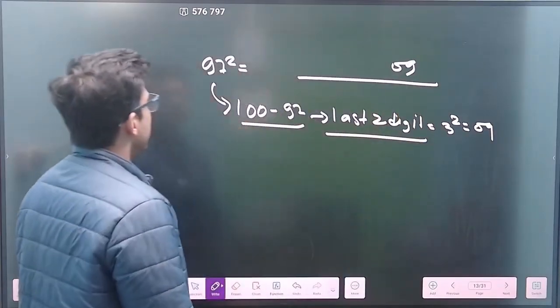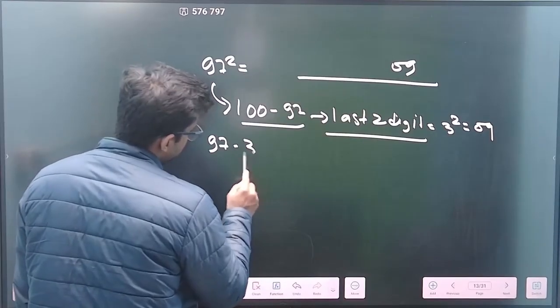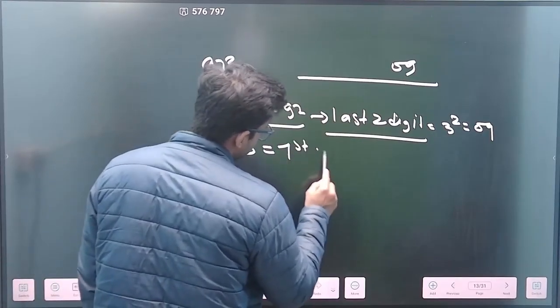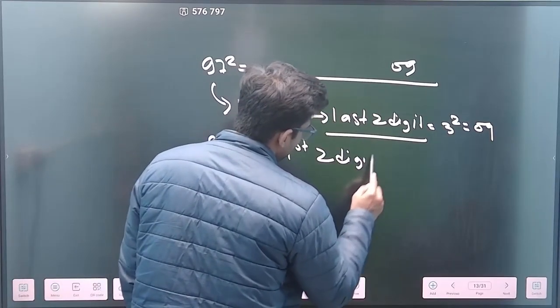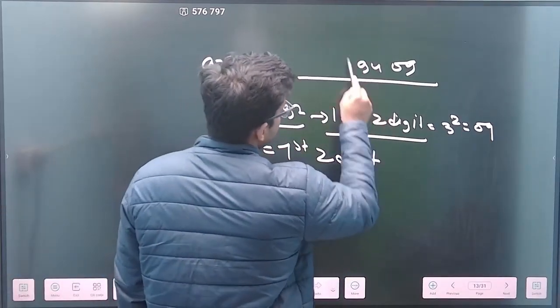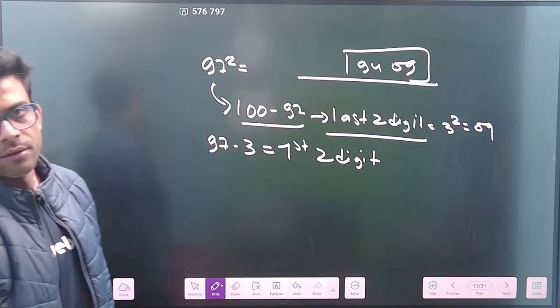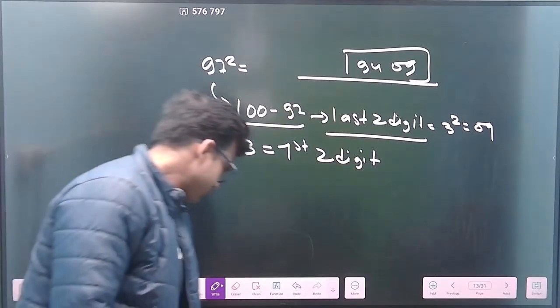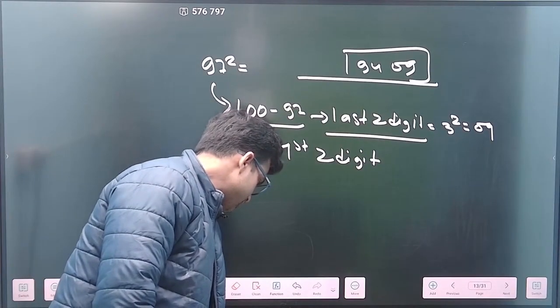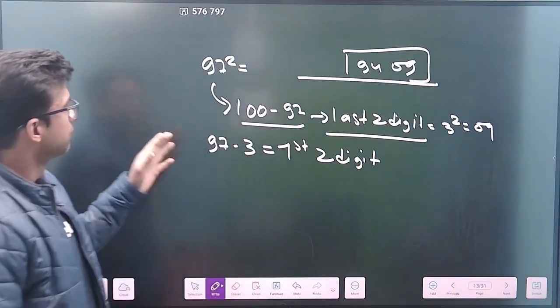Correct. Now 97 minus 3 will give you the first 2 digits. And you all know that 97 minus 3 is basically 94. Then this is your answer, 9409. A very easy way. I hope it is clear how we are doing it.